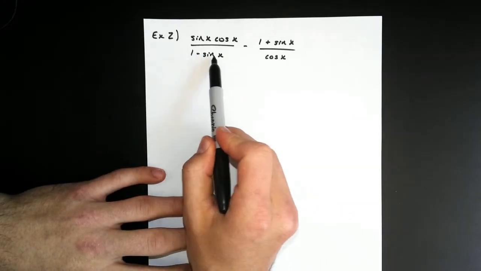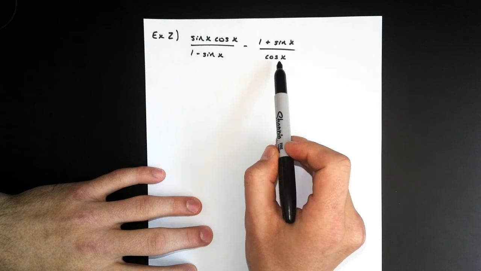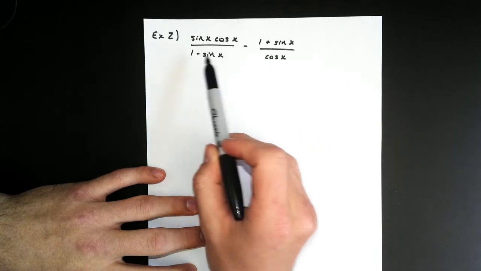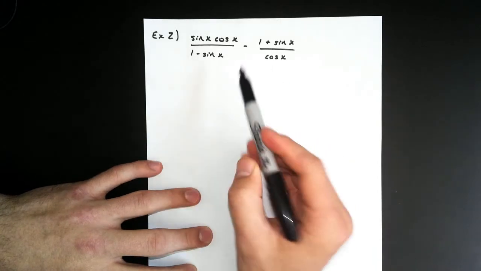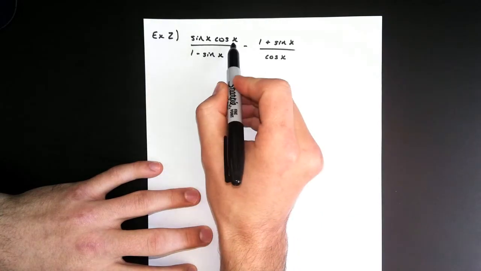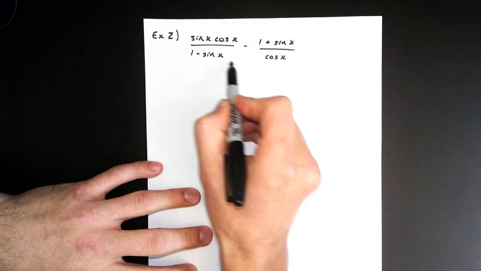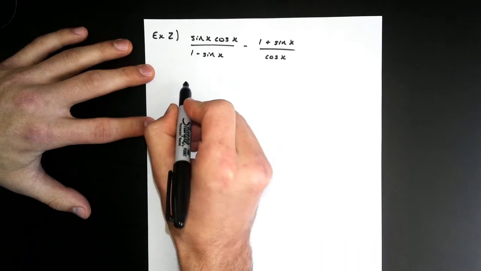So here we have 1 minus sine, and then the denominator, the second one, is cosine of theta. So I need to get these to match. So for this first fraction, we're going to multiply top and bottom by the cosine of x.